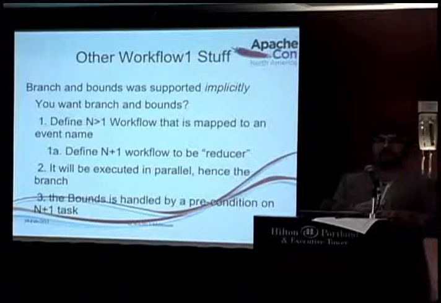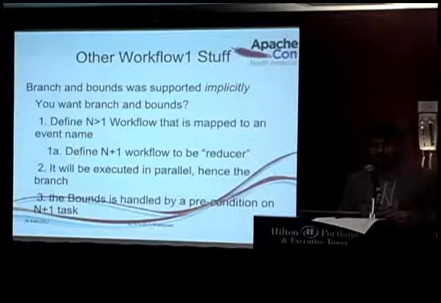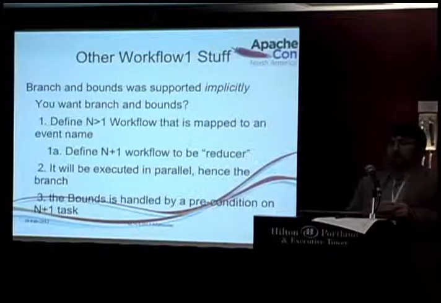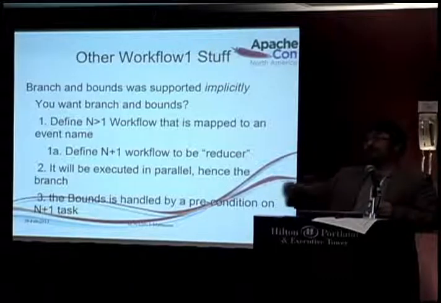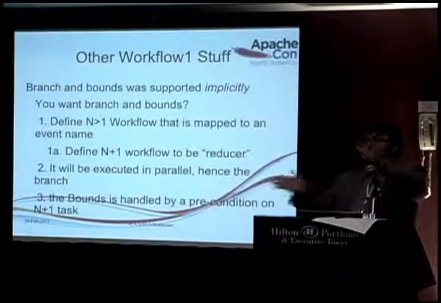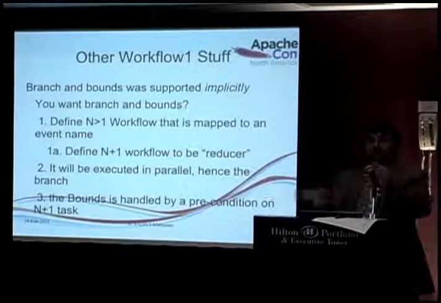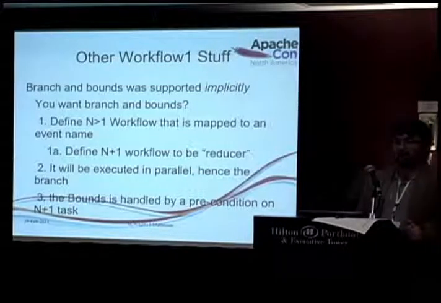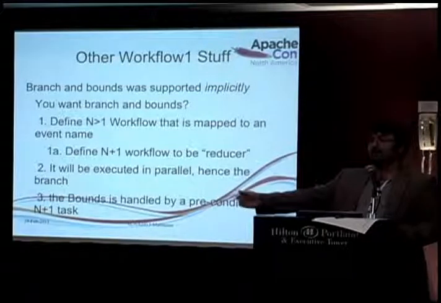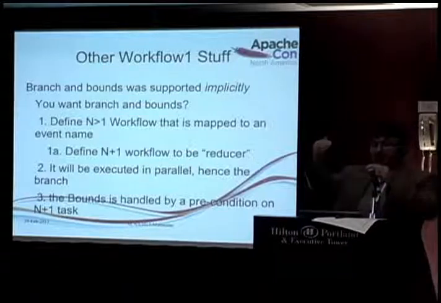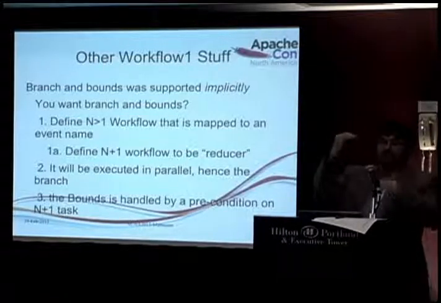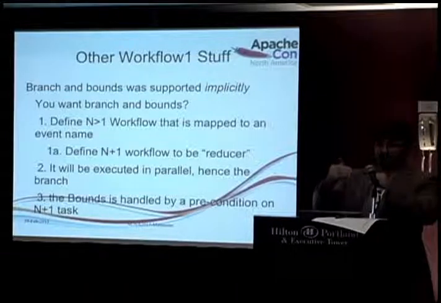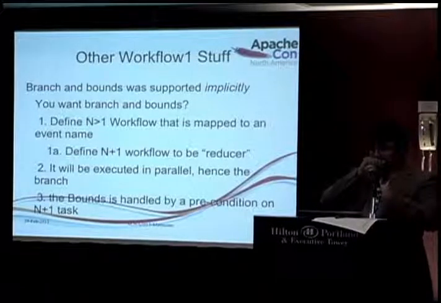So the way that you would support that in OODT workflow one is you define more than one workflow that's mapped to an event name. So when you set that event, the branch happens. More than one workflow gets kicked off in parallel, right? And what you define is the last. So your event would map to, say you had two things you wanted to branch off into two workflows. You'd define an event that had two workflow instances or workflow models mapped to it.